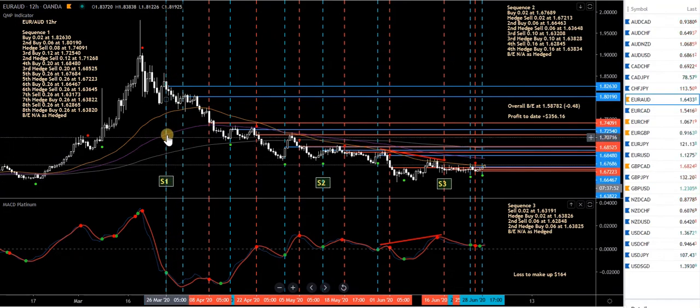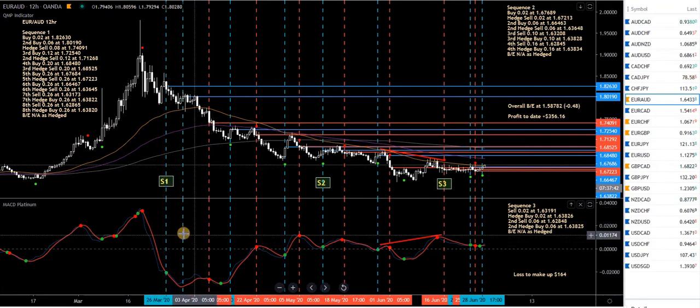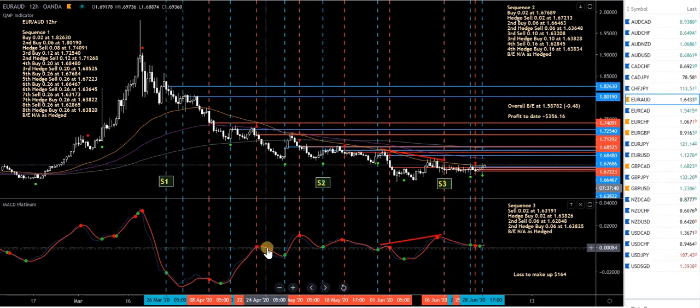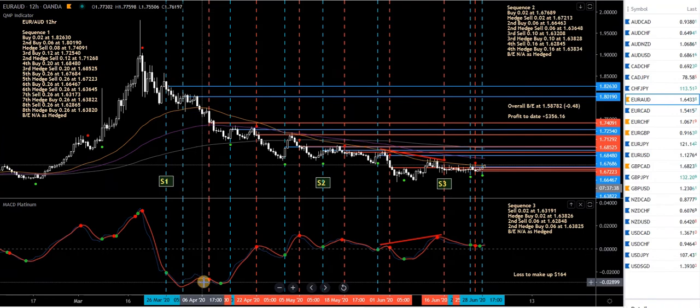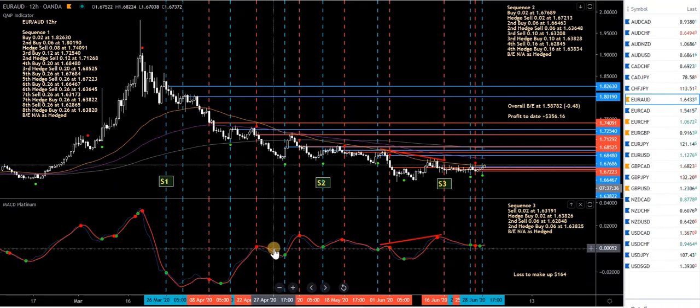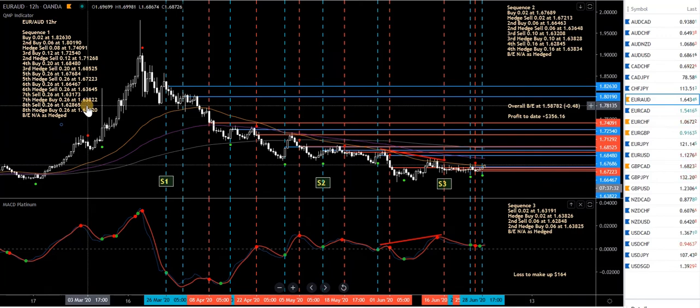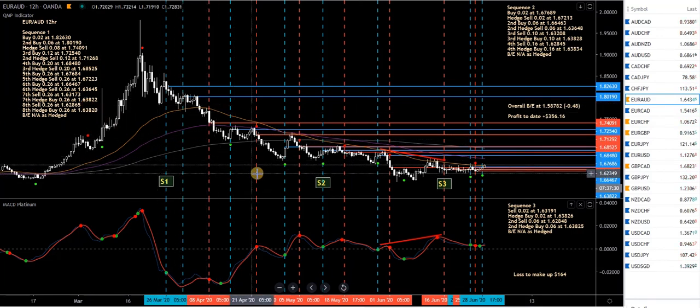Buy trades are designated by the blue vertical line and the solid horizontal blue line. Sells are red. The MACD Platinum, this indicator here, is a zero lag MACD. Basically, I'm looking to buy when it's below the zero level and sell when it's above the zero level. But because I'm hedging, taking multiple trades in the same sequence, that's sometimes not going to happen.